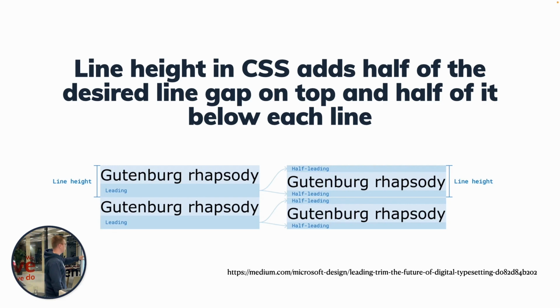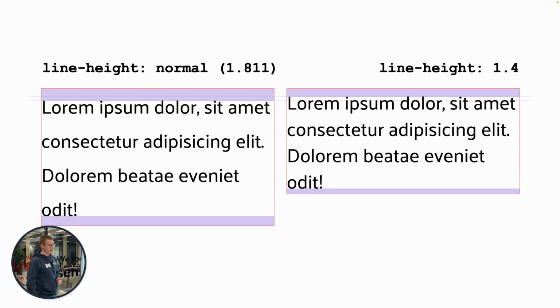And you can see that visualized here in the bottom. So we want to have this specific distance between the lines. And what the browser is doing is adding half of this distance on top of each line and half of the distance on the bottom of each line, which leads to the distance between lines being exactly what we want. But there's also some extra distance or extra white space on the top of the first line and in the bottom of the last line. And this is what we need to consider when we work around this issue with line height normal.